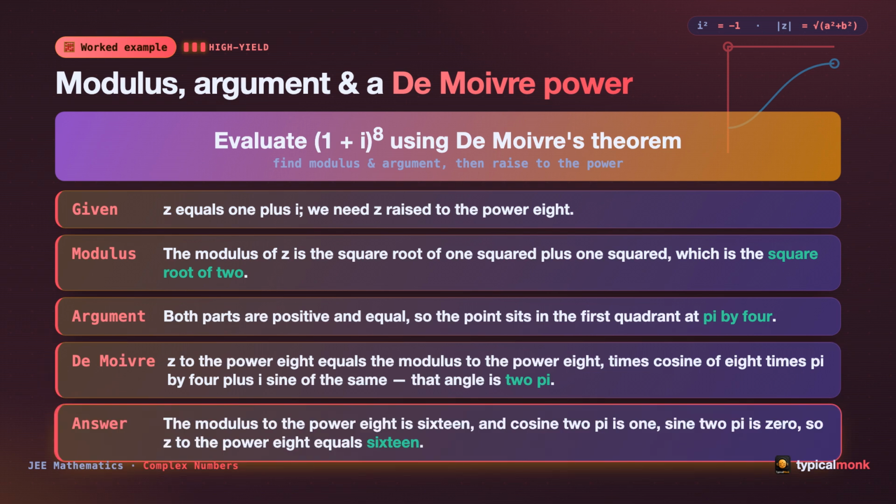Step 5. The answer. The modulus raised to the power 8 is 16, and cosine of 2 pi is 1 while sine of 2 pi is 0. So (1 + i)^8 equals 16 exactly. Notice the path. Given, modulus, argument, de Moivre, answer. The same steps unlock every powered question G can ask.